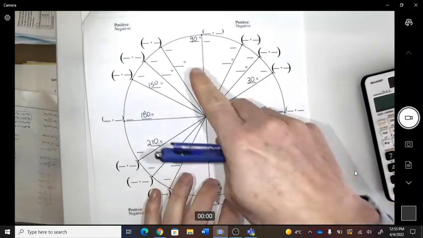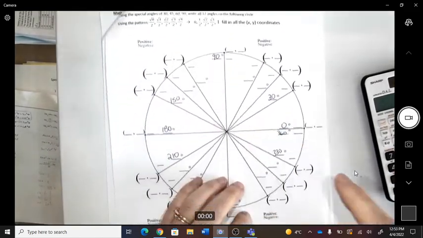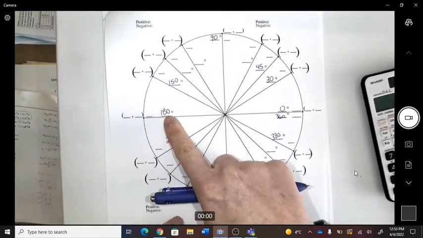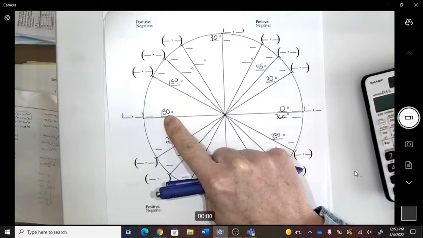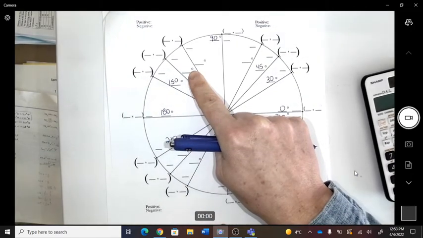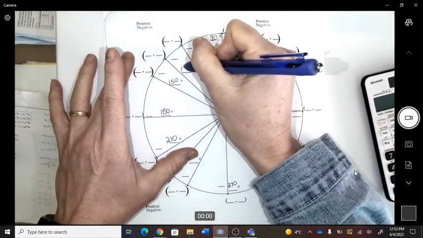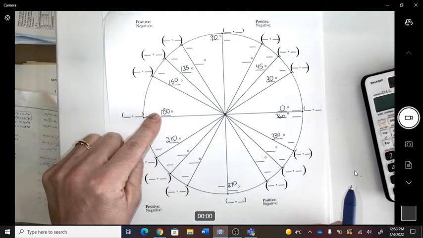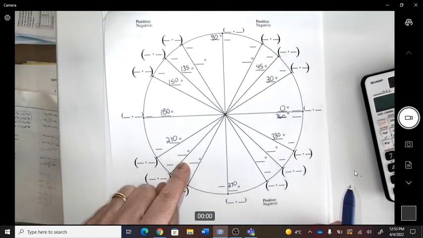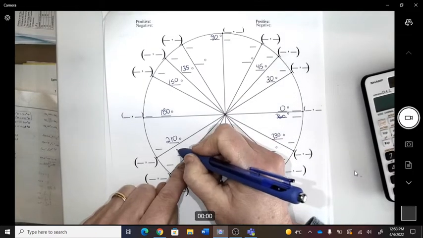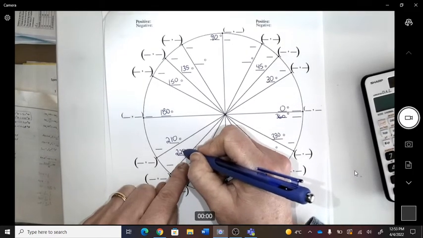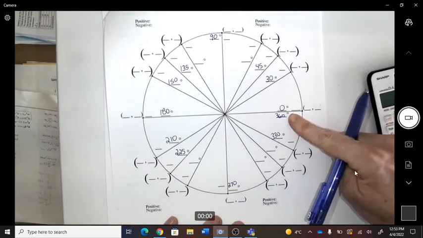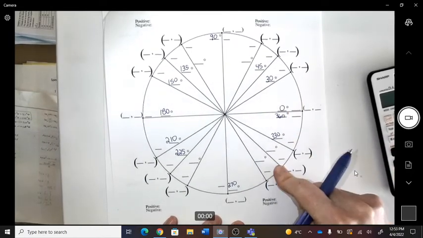Now the next increment is a 45. So this one's just 45. I'm at 180. What's 45 lower? 135. What's 45 bigger? 225. And then from 360, what's 45 smaller? 315.